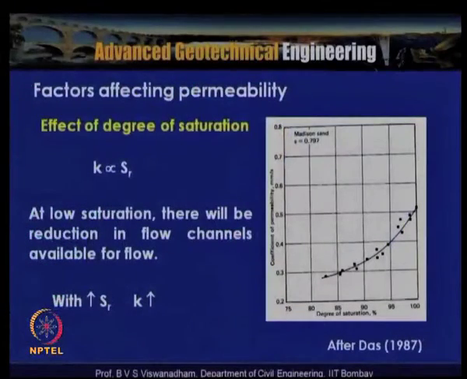The next factor affecting permeability is the effect of the degree of saturation. With an increase in degree of saturation, the permeability increases, so K is proportional to degree of saturation. At low saturation there is a reduction in the flow channels available for flow, because part of the voids is occupied by air. So with an increase in the degree of saturation, the coefficient of permeability of the soil increases.